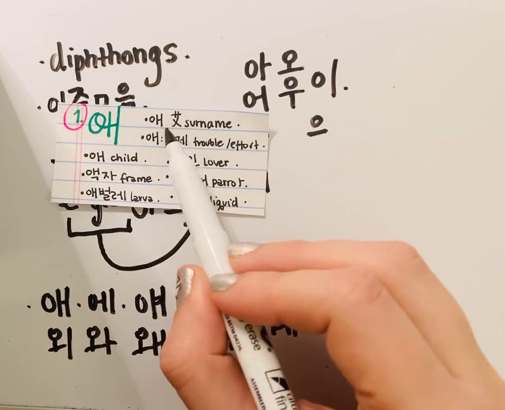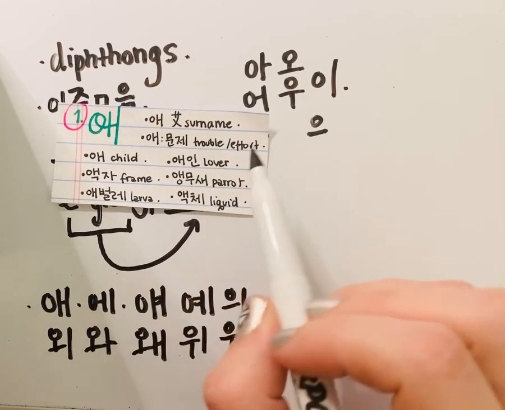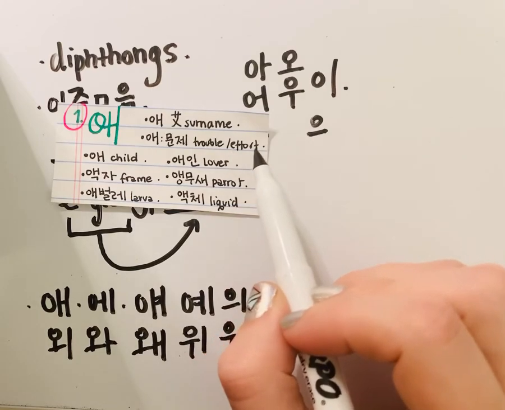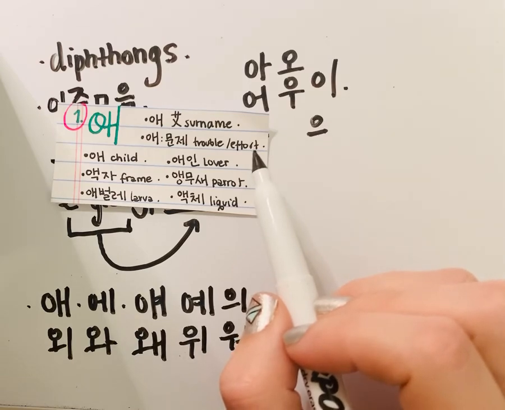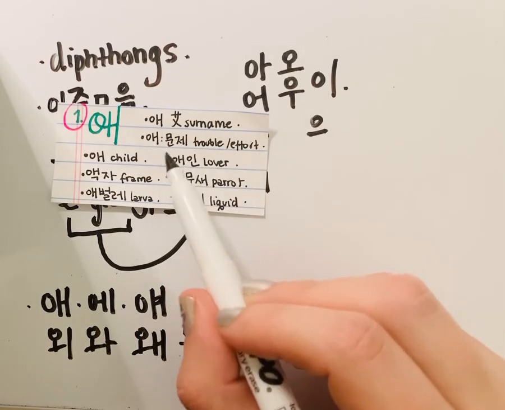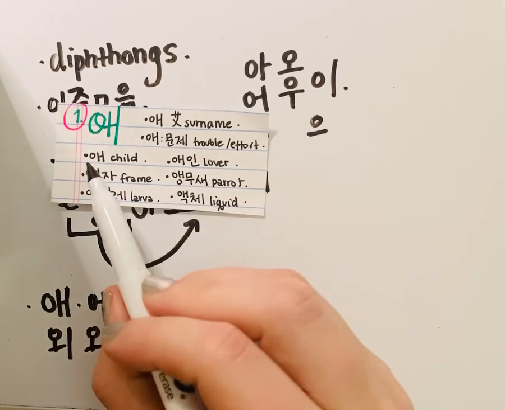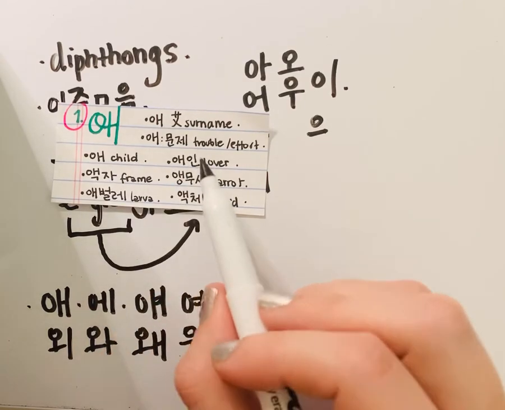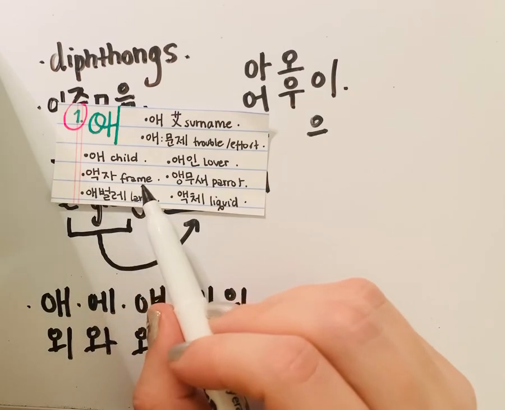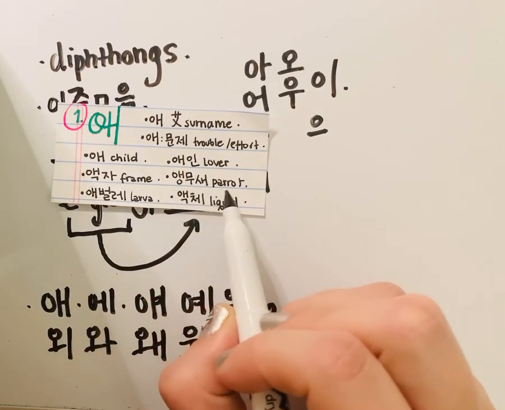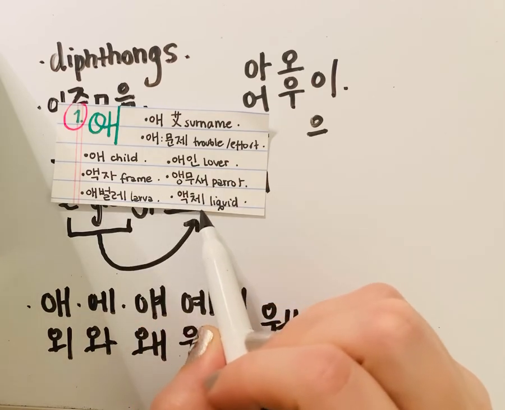애 is a surname with this Chinese character. 애 can also mean trouble, like 문제, it's a synonym for that, or effort, like 애를 쓰다. For instance, if you've got an exam, you're working very hard for it, you use 애를 써요 in order to score well in your exam. 애 can also mean child. 애인 means lover. 액자 means frame. 앵무새, parrot. 애벌레, larva. 액체, liquid.